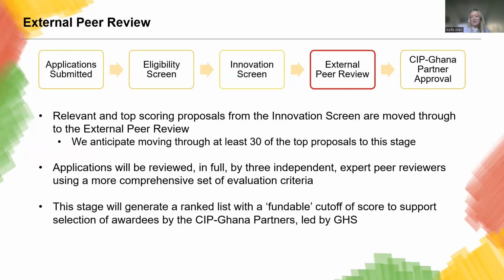In this final review stage, full applications will be scored against a more comprehensive set of evaluation criteria. The average score of each application will then be plotted on a ranked list of applications. It's expected that the top ranked applications with a fundable average score of 3.5 or greater will be presented to the CIP Ghana partners, led by GHS, for funding consideration. The CIP partners may seek to select within the fundable list a more balanced set of projects based on priority outcome areas, implementation, geography, or other key criteria.